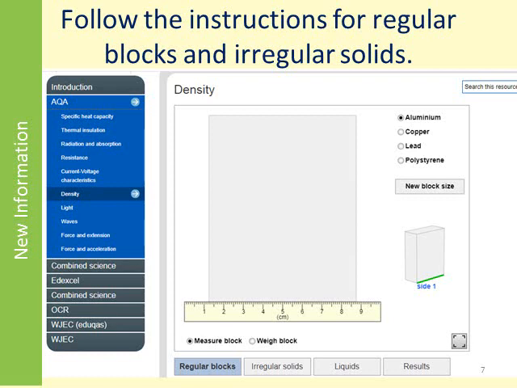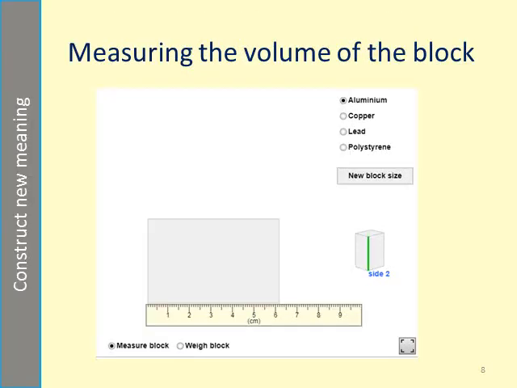So let's look at regular block first, and as you can see here we've got a smaller representation of a larger block here. You're going to use the ruler to measure the sides, and you need to measure the 3 sides of the height, the width and the length, and then to multiply them to get to the volume. So if you click on the ruler, that will help you move the ruler to measure the sides. If you click on the big block here, that will enable you to move the orientation of the block so you can measure the length of a different side.